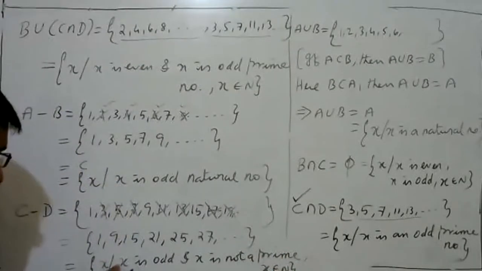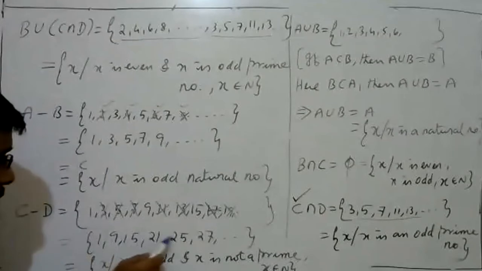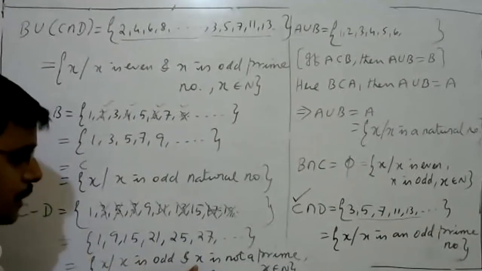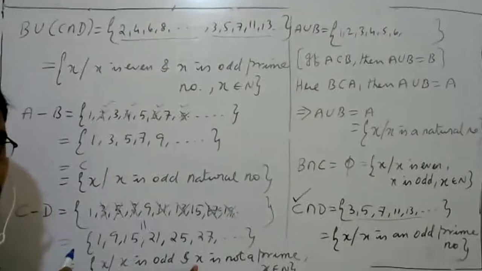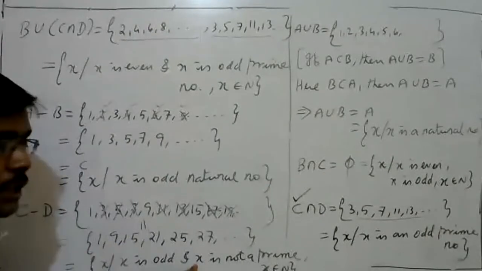Is it okay? X is R. Yeah, these are odd numbers, and not a prime. Okay, because your 11 is also odd. Okay, x is odd means you have to include 11.